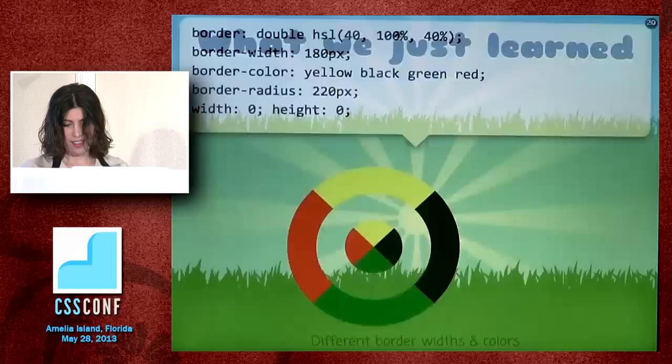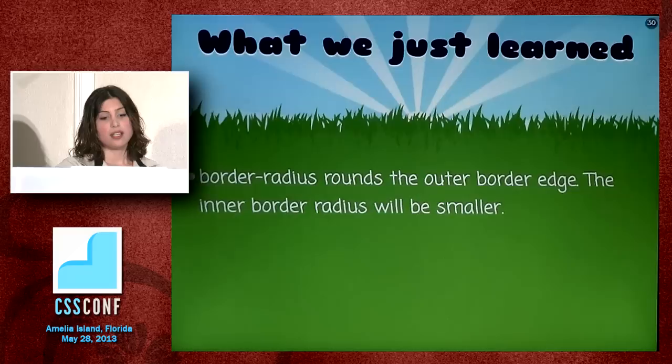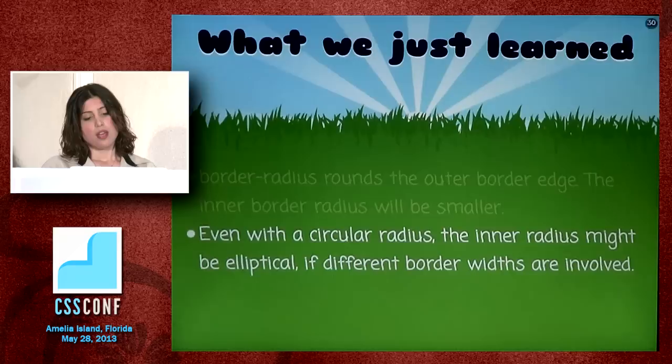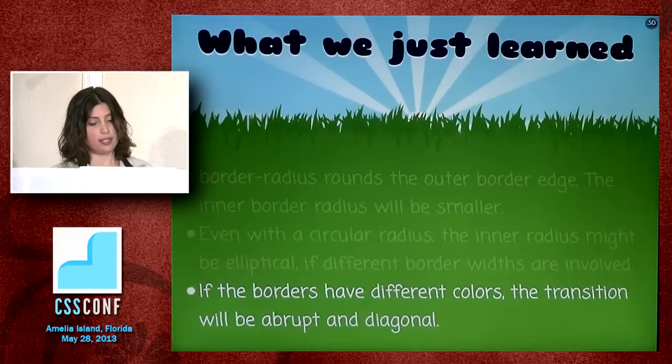So what we just learned: border radius rounds the outer border edge. The inner border radius will be smaller, or zero. Even with a circular radius, the inner one might be elliptical if different widths are involved. And if the borders have different colors, the transition will be abrupt and diagonal, the angle thing I've shown you.